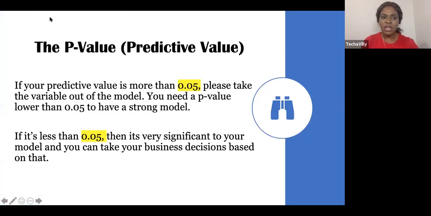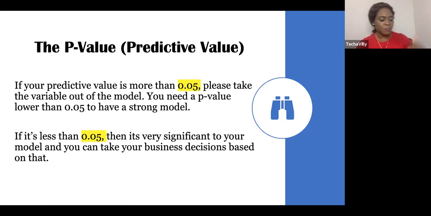There's another thing you need to understand when you're running regression analysis. We have the R square and we have the p-value. Another thing you can use regression to do is to predict the future. Please note this: it is given. I am not the one forming it. That is the way the model is designed. So if you have a p-value that is more than 0.05, you need to take that variable out of the model.